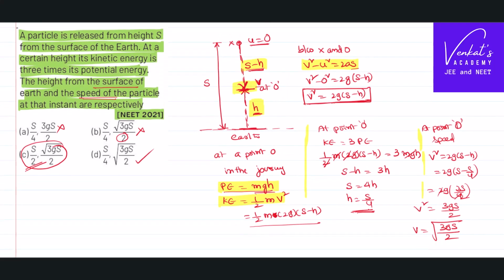The explanation, everything is simple, right? That's how we come to the answers. V is this much, h is s by 4.